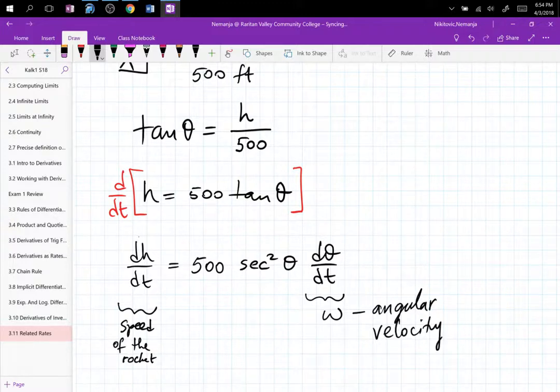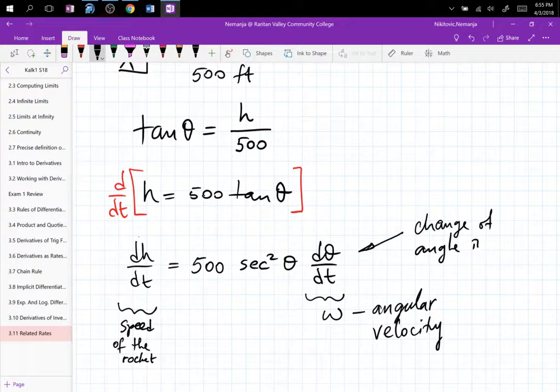If you ask a physicist, but if you're asking an engineer, the engineer will tell you change of angle in time, because that's exactly what's happening on a camera. Angle is 0, angle is 15 degrees, angle is 30, 45, 60, 90 degrees, right? It's a change of angle in time. So I'm going to use engineering language, change of angle in time.